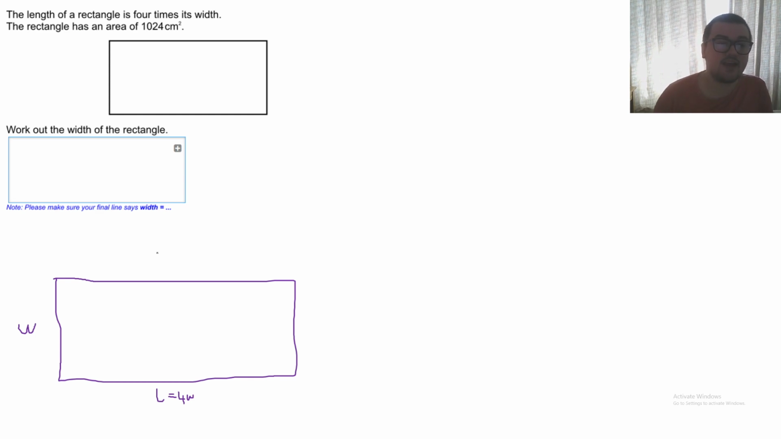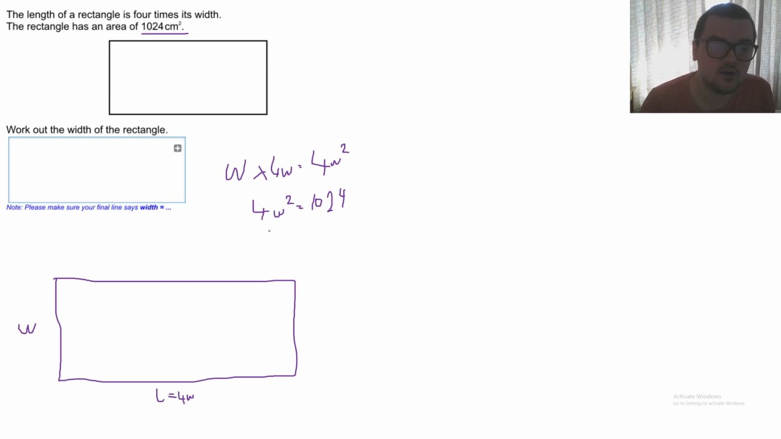So, how do we work out the area of a rectangle? Length times width, or base times height. Width times length, or width times 4 width. So width times 4 width, which equals 4 width squared. We know the value of the area is 1,024, the question gives it, so we can say 4 width squared equals 1,024. Now we can solve for the answer. So width squared equals 1,024 divided by 4. We can do this using long division.